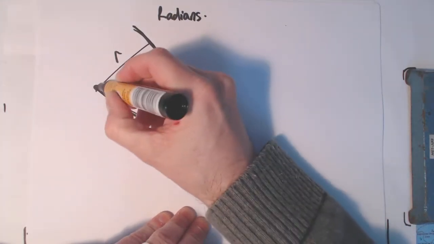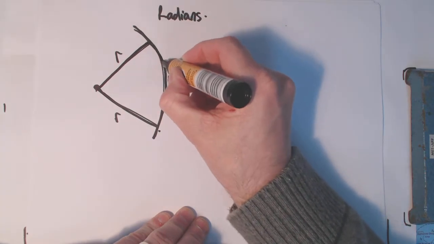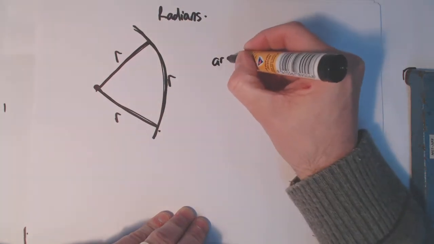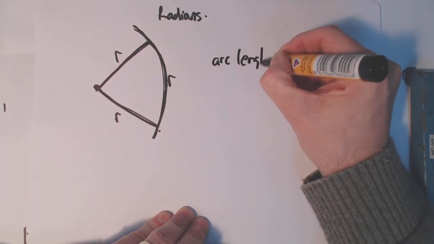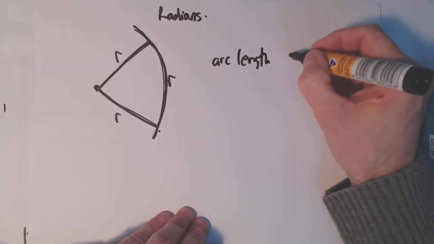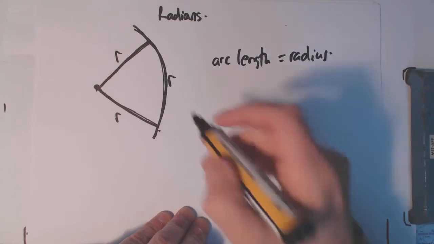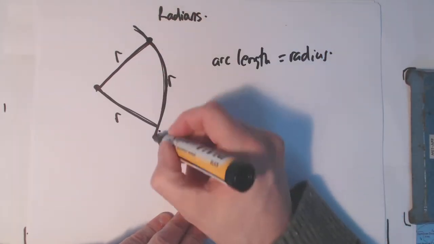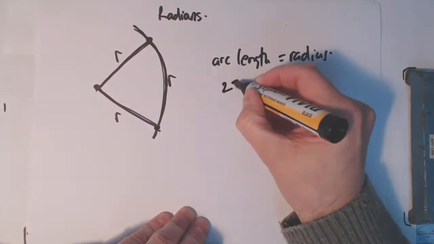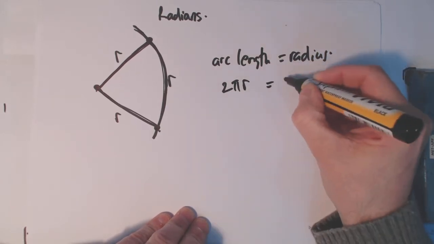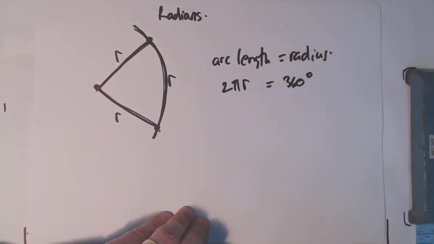someone said, what would happen if we had the arc length equal to the radius? Wouldn't that be a convenient angular measure? And I agree, it would be. And we know that if it's equal to the radius, then there are 2 pi radii in 360 degrees. Right?